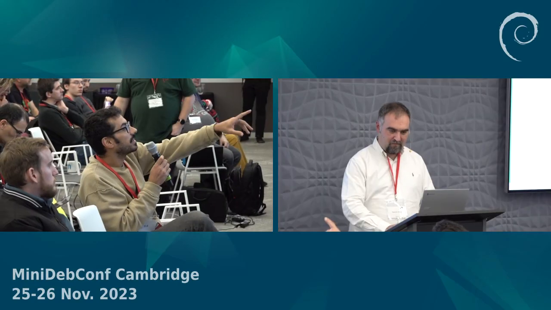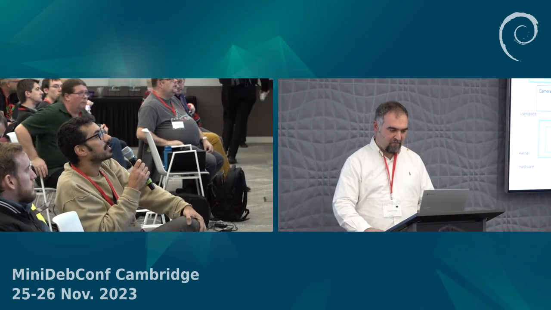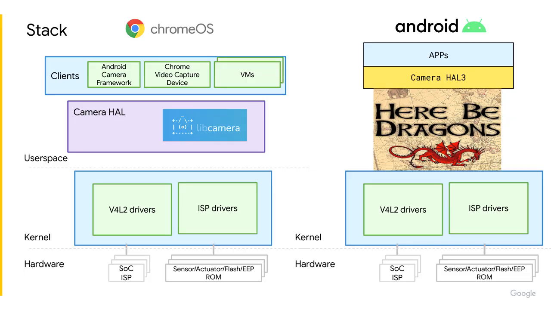So if you go back a couple of slides, you were showing the comparison between Chrome OS and Android. Why is it so different between Chrome OS and Android? Why does it have to be Dragons for Android? I think one of the reasons is that today the features that Android needs, the features that users are used to, cannot be implemented with Video for Linux.